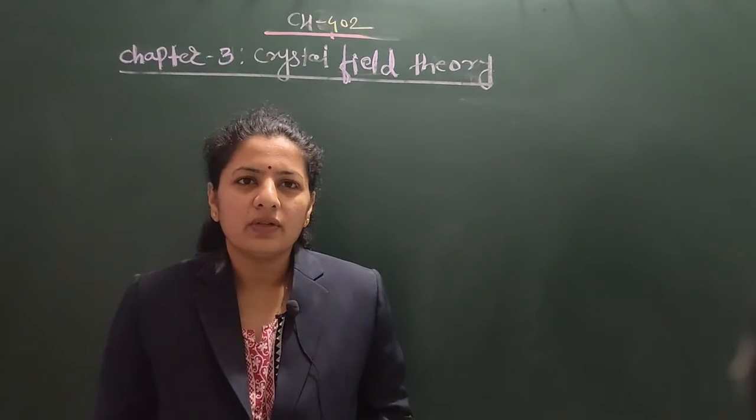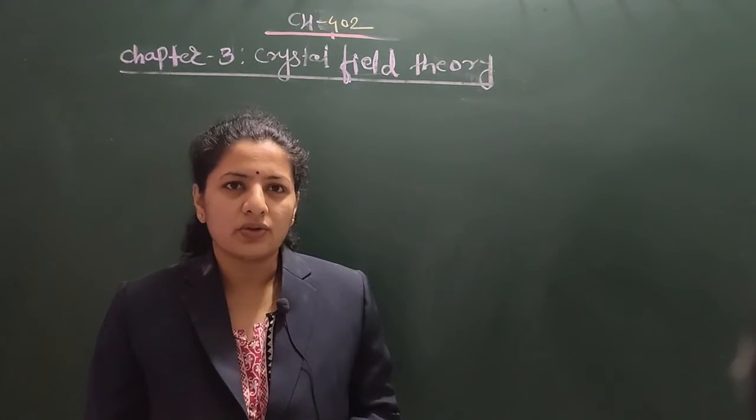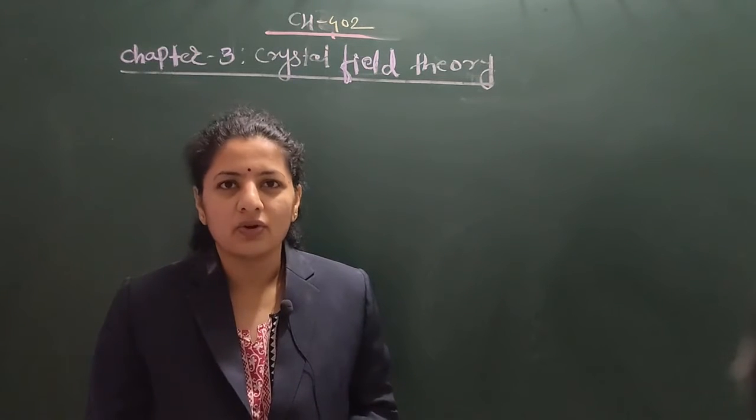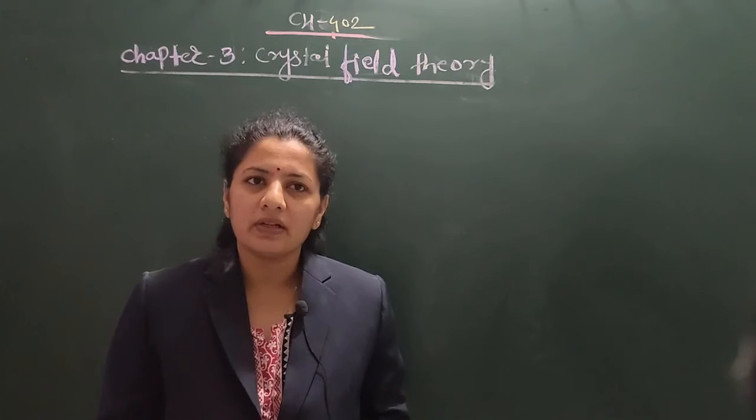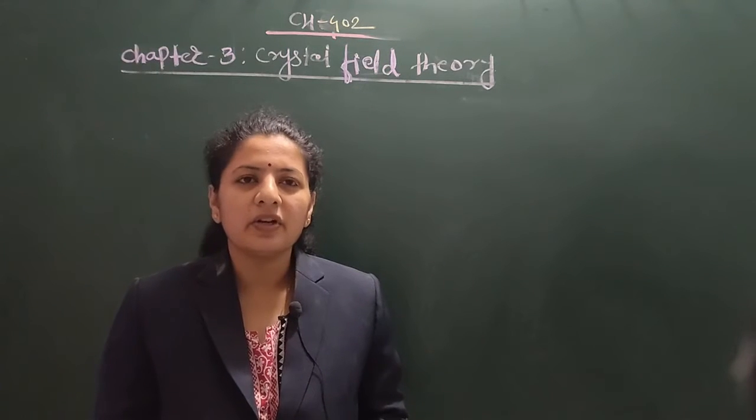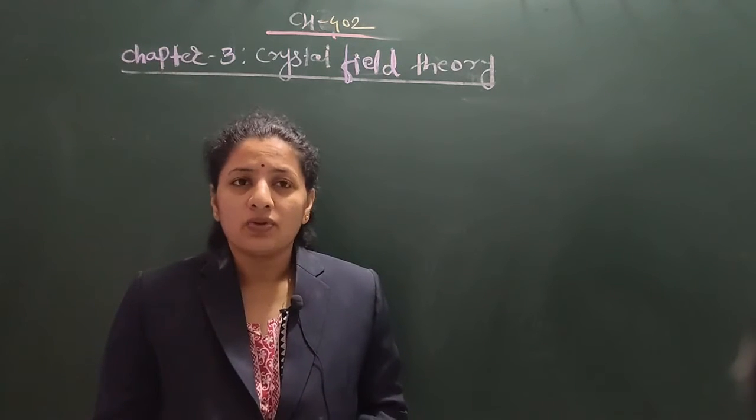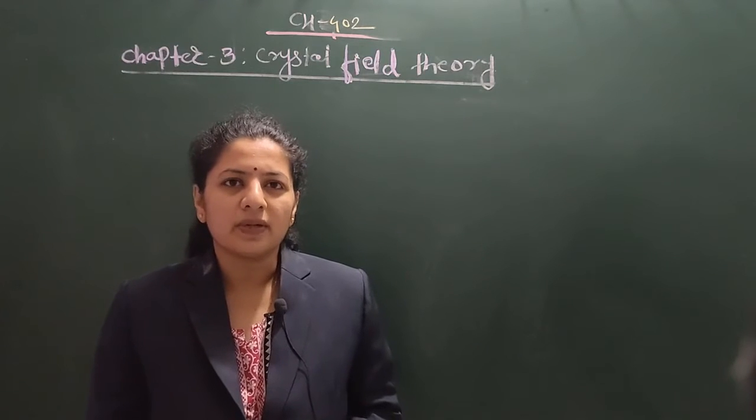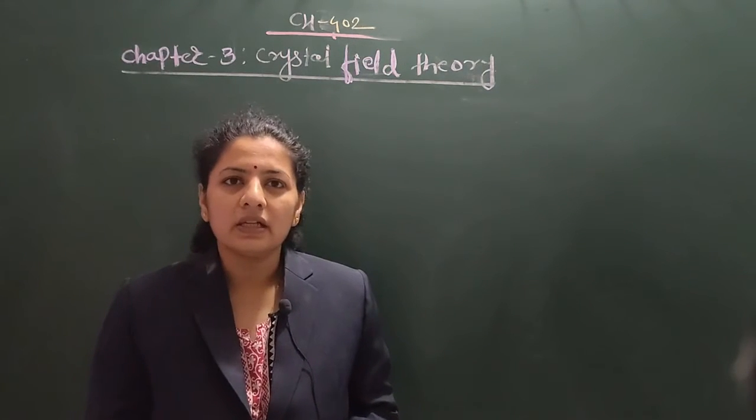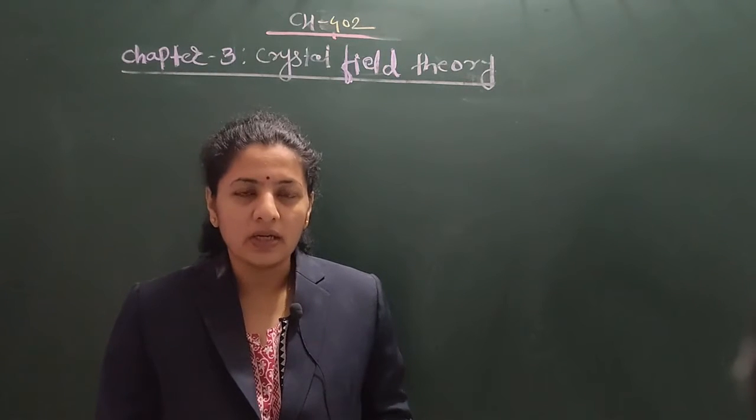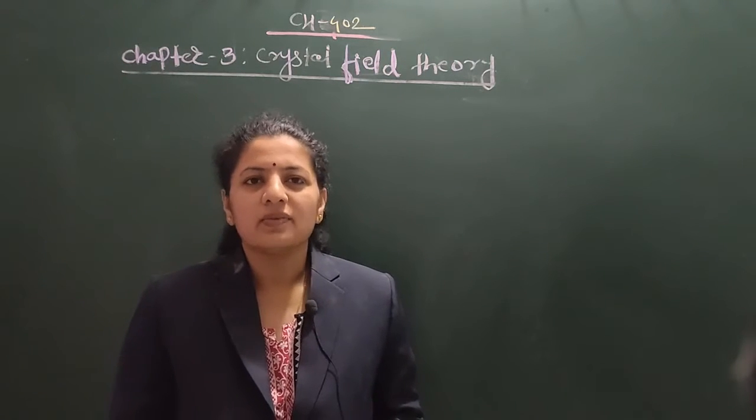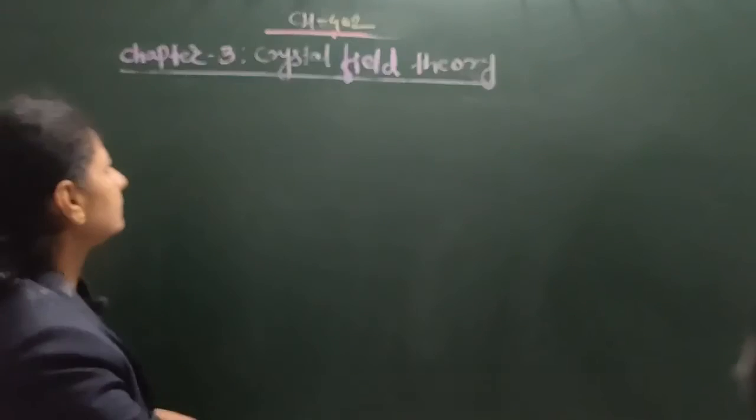In this lecture we are going to discuss what is meant by the Jahn-Teller distortion and what are the types of Jahn-Teller distortion. As we know, when there is an unsymmetrical and symmetrical distribution of d electrons in the respective orbitals, then when there is an unsymmetry in each orbital, Jahn-Teller distortion may occur. Now let's discuss what is meant by the Jahn-Teller distortion.